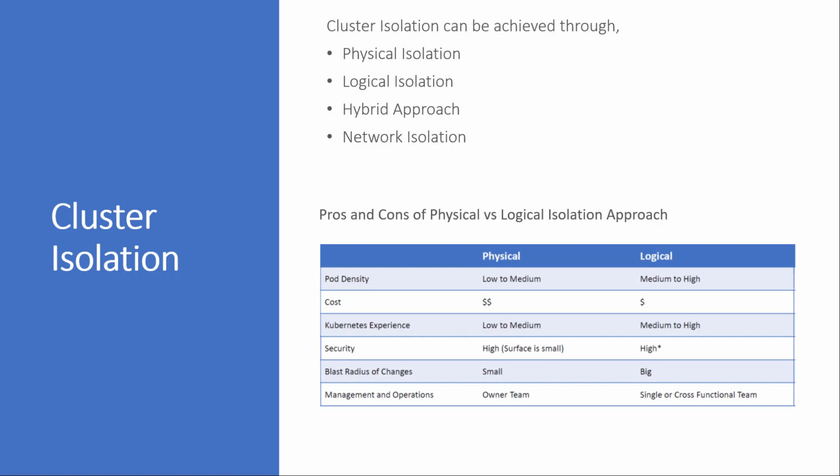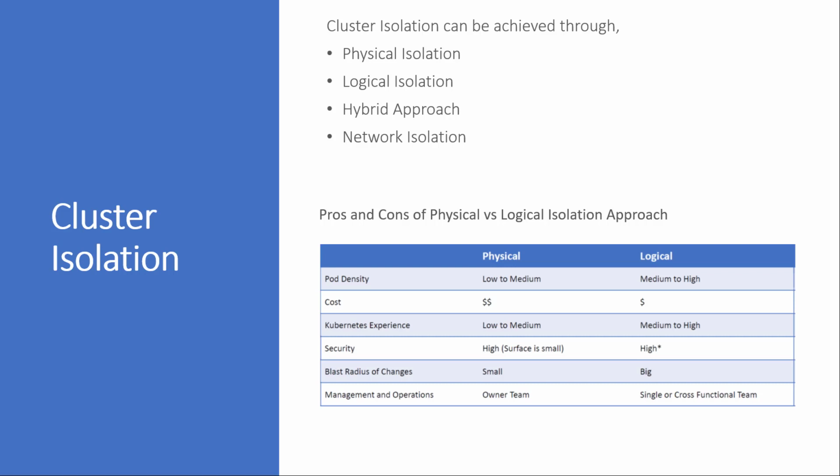Now, for your benefit, I have also given you the pros and cons of the physical versus logical isolation approach in this small table here, which is self-explanatory. I really don't need to read everything for you. You can make good sense out of it automatically, right? The key elements to look into here are the cost, the security, and the blast radius of changes. What changes from physical to logical is self-explanatory, and that should also help you, besides the distribution of your workload, in deciding how you want to accomplish your cluster isolation. So with that, let's get into the next slide.